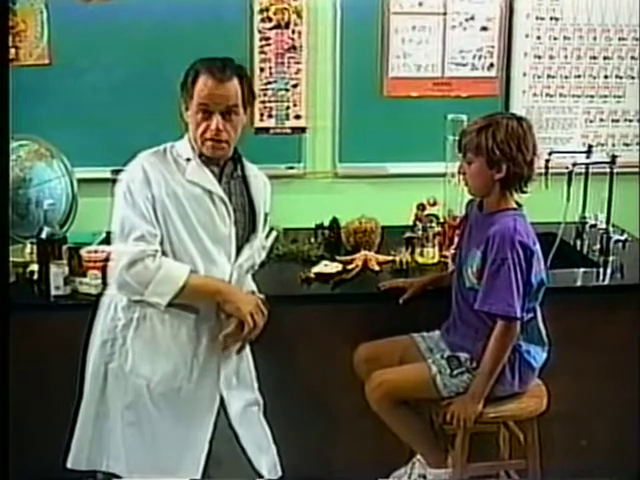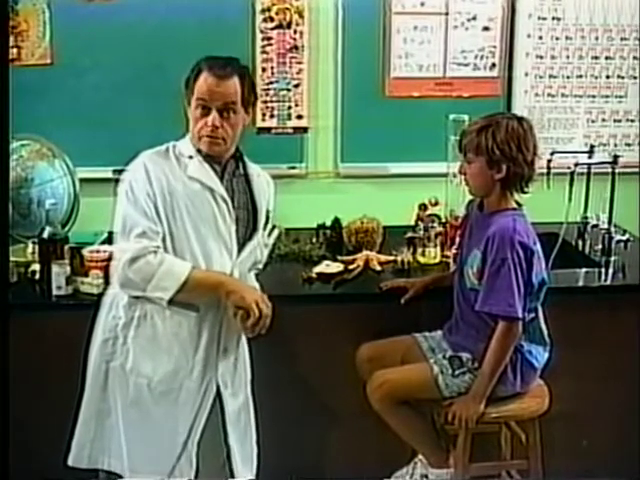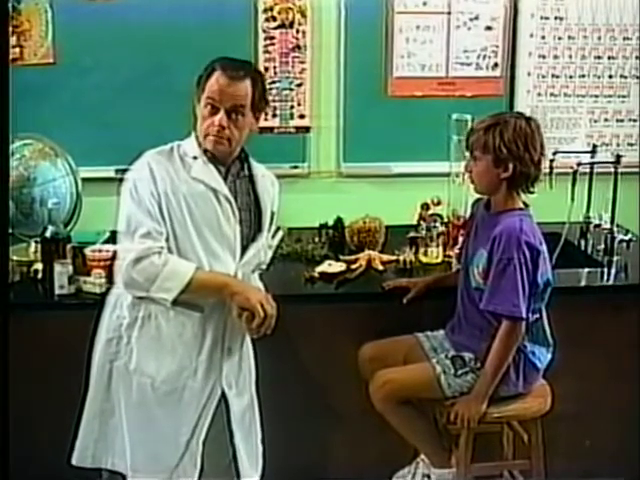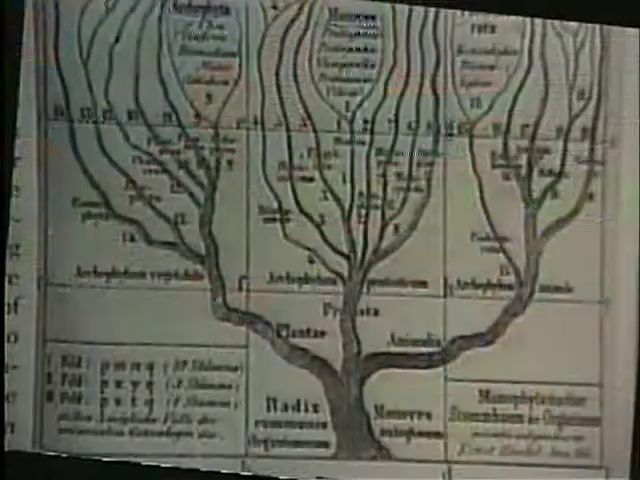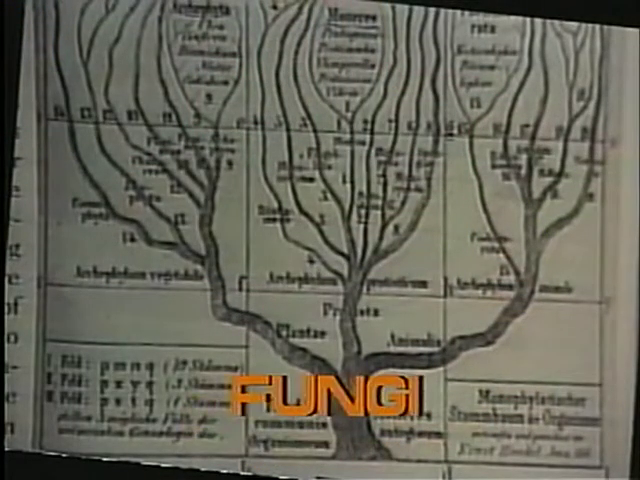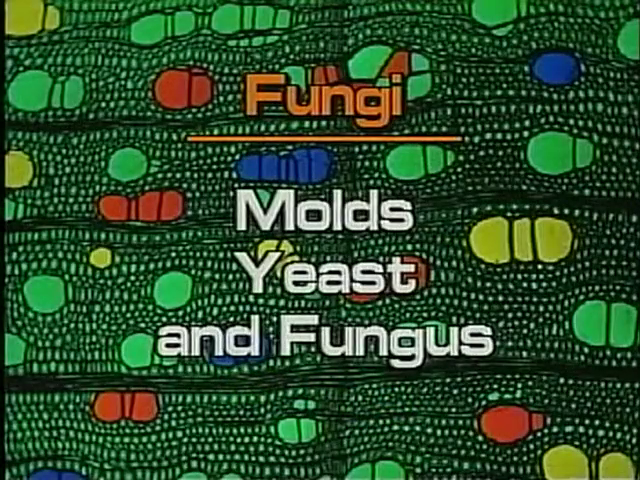Protista are further classified by lifestyle. They're either plant-like, fungus-like, or animal-like. The third kingdom, fungi, are the molds, yeasts, and fungus. Fungi are the great decomposers, different from other organisms because of their unique structure and digestive system.